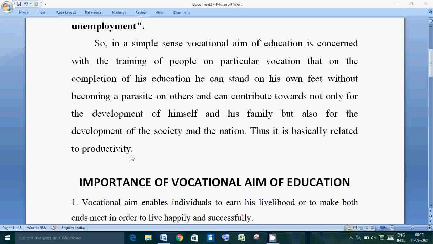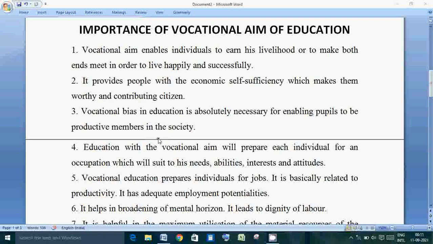Okay, understood? Now we have the importance of the vocational aim of education. Vocational aim enables individuals to earn their livelihood or to make both ends meet in order to live happily and successfully. If we want to live a successful life, for that purpose we need some money. In today's generation, in today's society, without money you can't live. Money is very, very important for us. Yes or no? Yes. If money is important for us nowadays, we need to choose something so that we can earn money. We have to engage ourselves somewhere so that we can easily earn money, or by doing some activity we will earn money. And this vocational aim enables individuals to earn their livelihood or to make both ends meet in order to live happily and successfully.